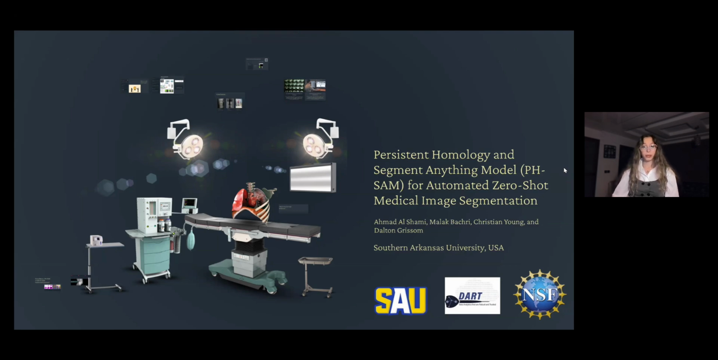My name is Malak Bachri, and on behalf of my research collaborators at Southern Arkansas University, I am honored to present our work, Persistent Homology and Segment Anything Model for Zero-Shot Medical Image Segmentation. It is a novel hybrid model that fuses topological data analysis with deep learning to achieve fully automated segmentation in X-ray images.